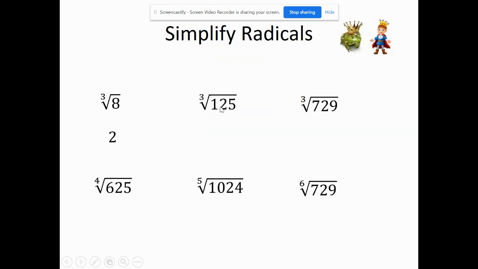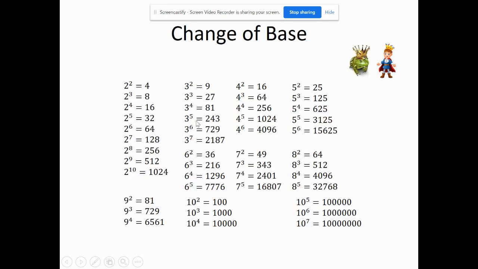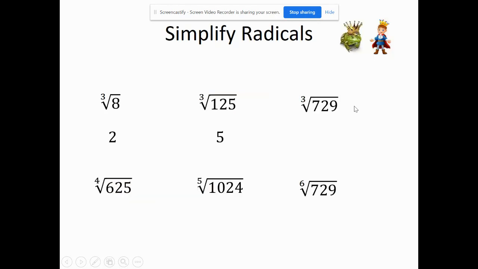So I came over here and I looked for 125. I'd go back to my cheat sheet and find 125 and go, oh, okay, there. The cube root of that is also 3, which means 5. The cube root is 5.